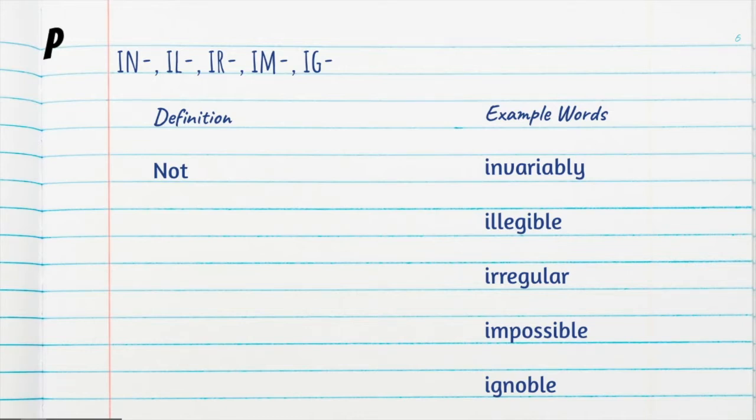Okay, so you can see how all of these different prefixes mean the same thing. They just depend on what the root word is that they are paired with, which one you use, whether it would be in, il, ir, im, or ig. But if you see words that start with these, you can assume that it's going to mean not something, whatever the rest of the word means. So again, feel free to pause if you need to before moving on to the next one.